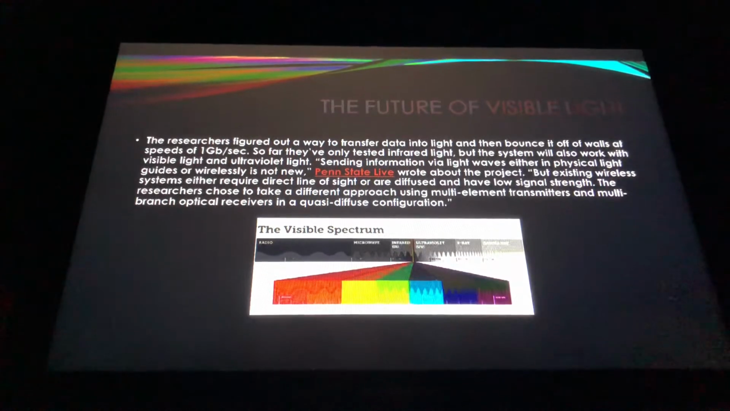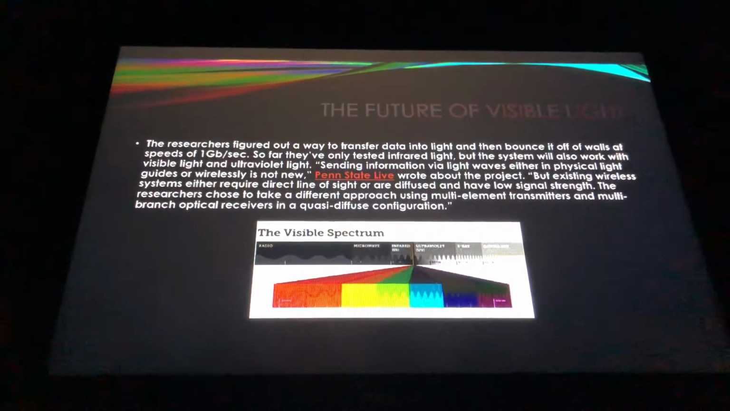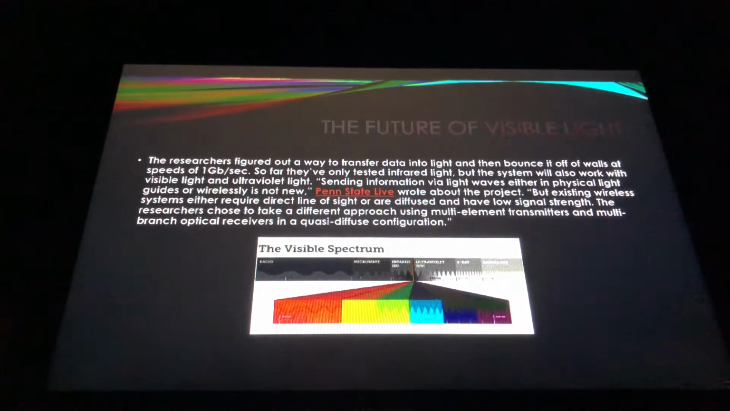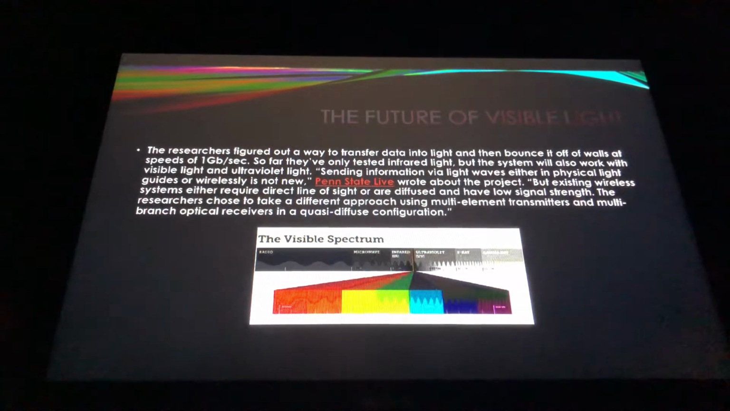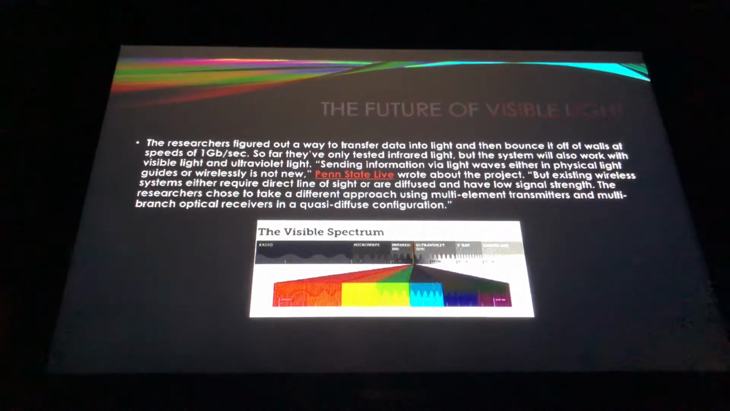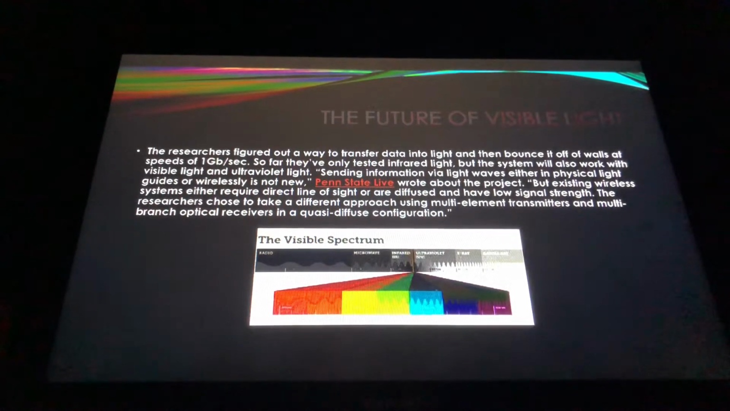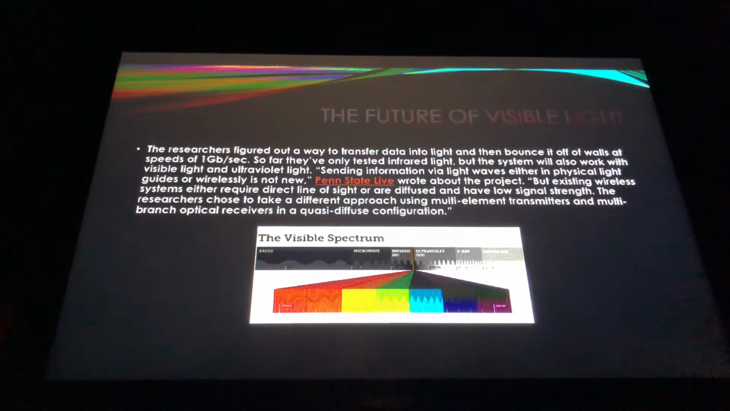The future of visible light. The researchers figured out a way to transfer data into light and then bounce it off walls at a speed of 1 gigabit per second. So far, they have only tested infrared light, but the system will also work with visible light and ultraviolet light.